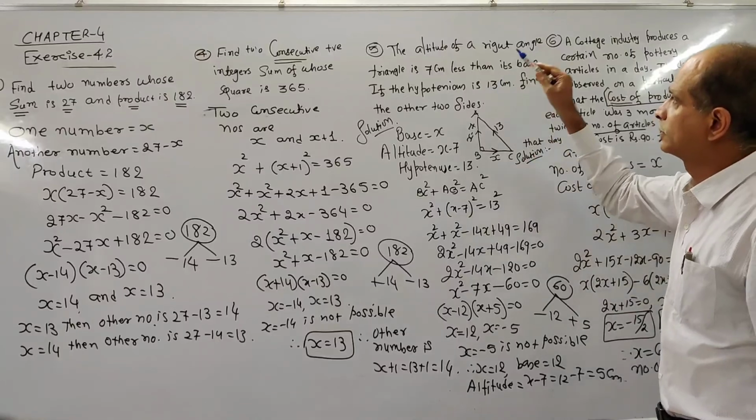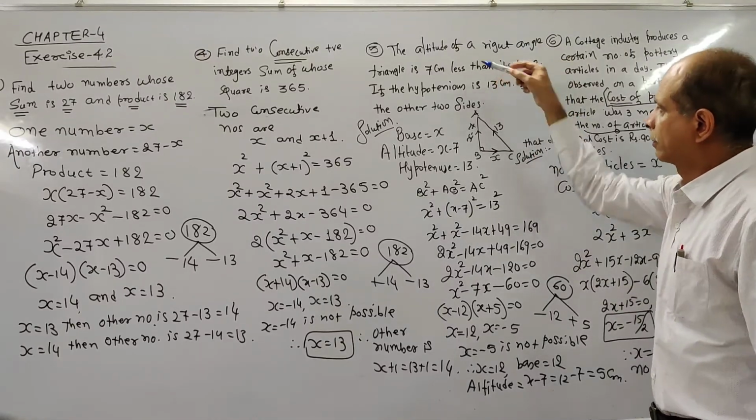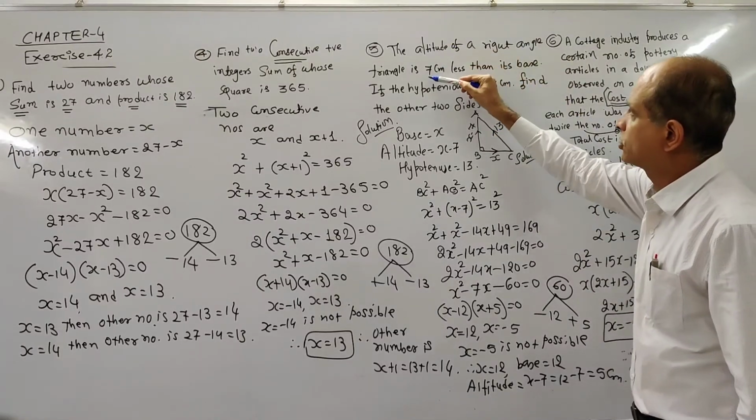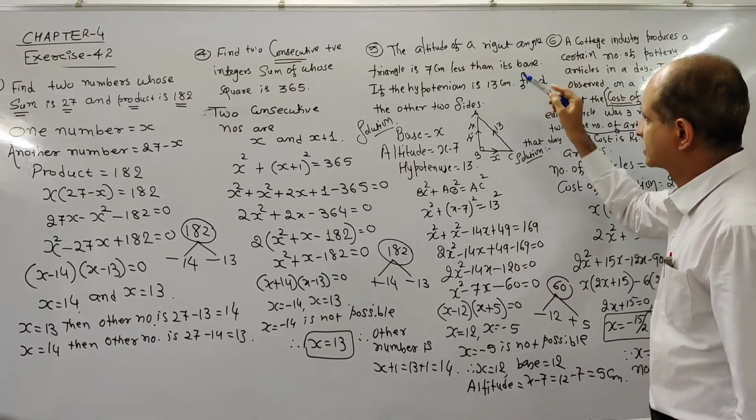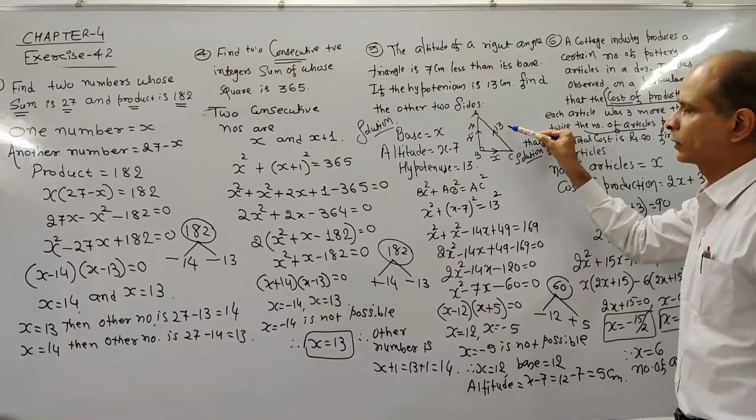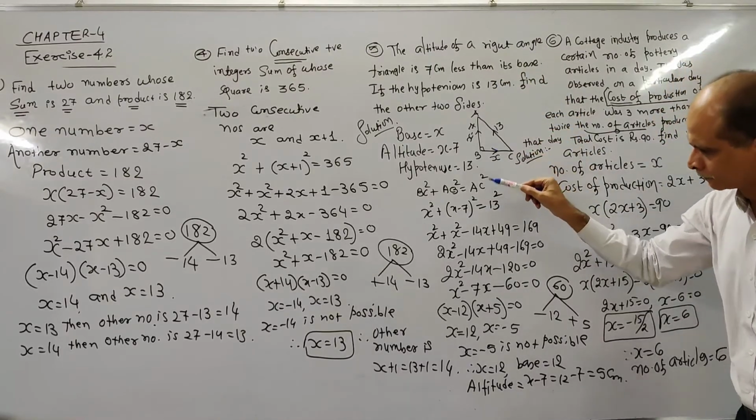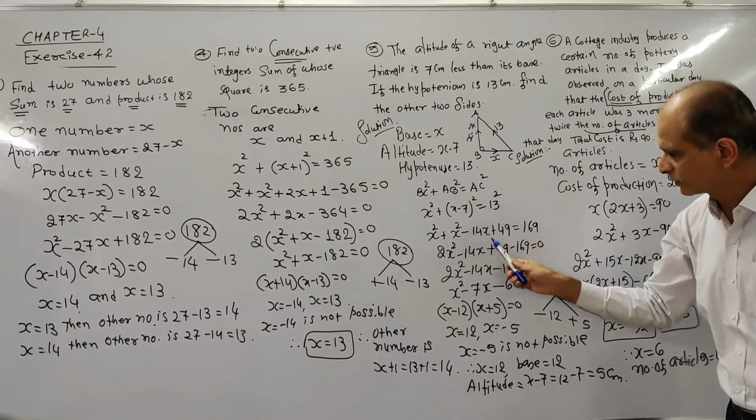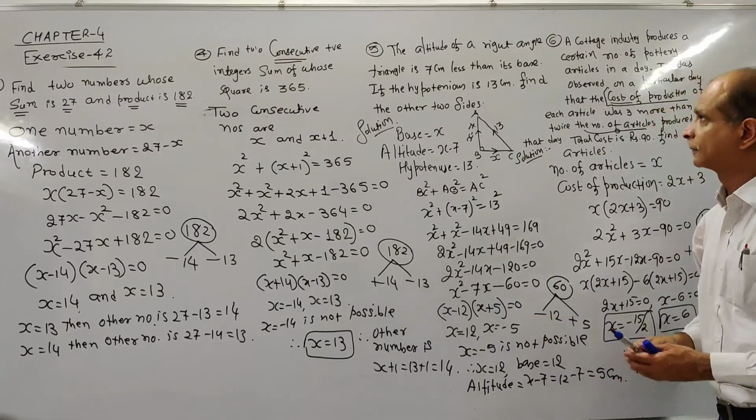The third example is important from the exam point of view. A triangle is given to you. The altitude is given in terms of the base. So assume the base x, altitude x minus something. The hypotenuse is also always given to you. So use the Pythagoras principle and you can solve this example.